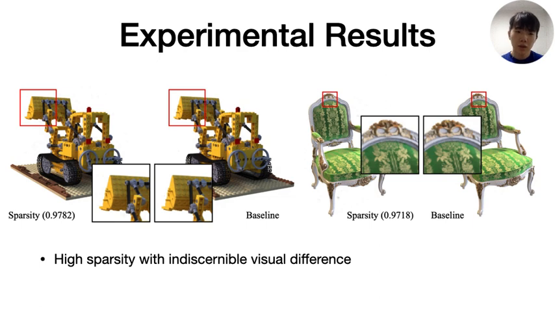These images illustrate the qualitative results of our method. The left images of each object are the rendered results after discarding more than 97% of the total coefficients. Remarkably, we achieved such high sparsity without discernible visual differences compared to the non-pruned baseline.